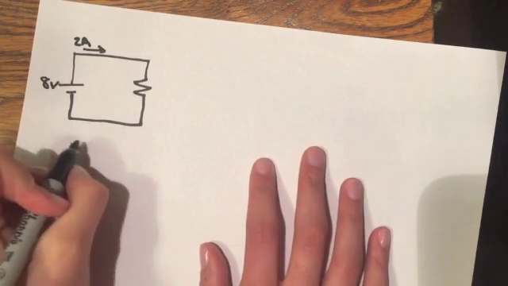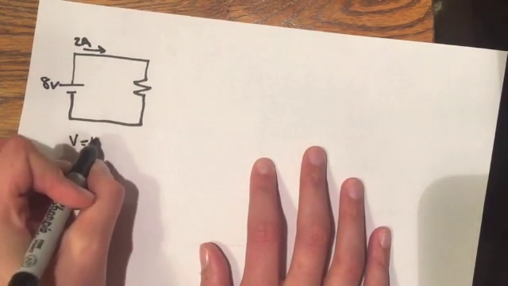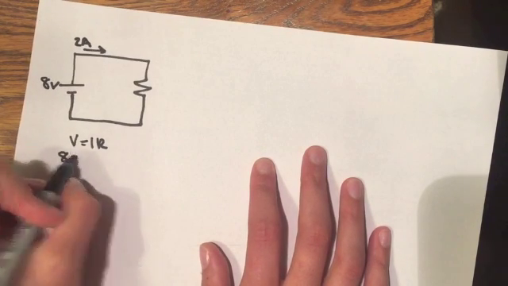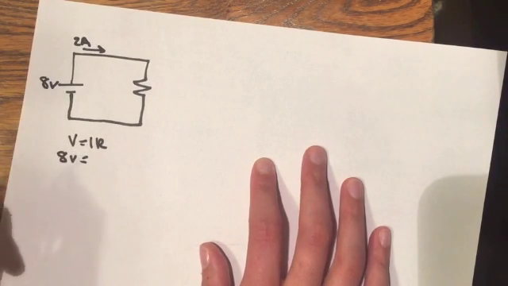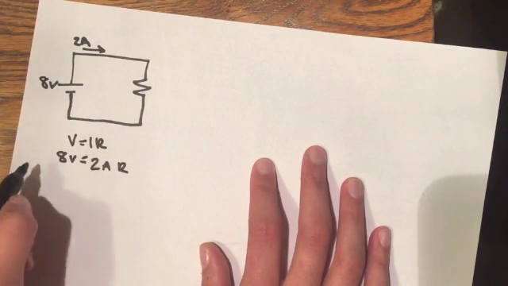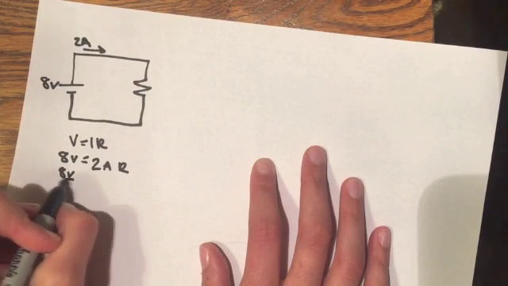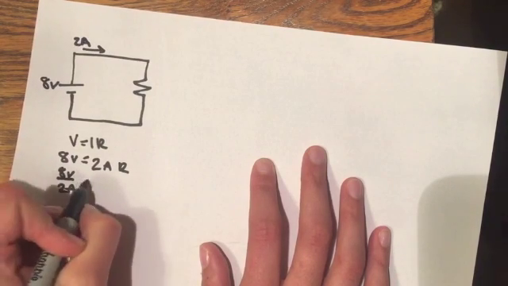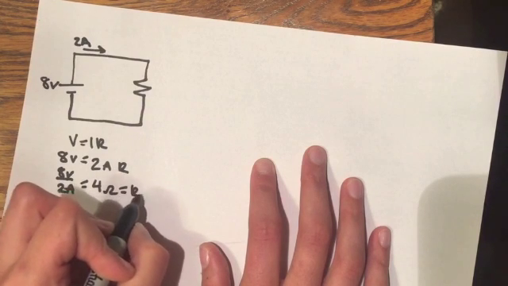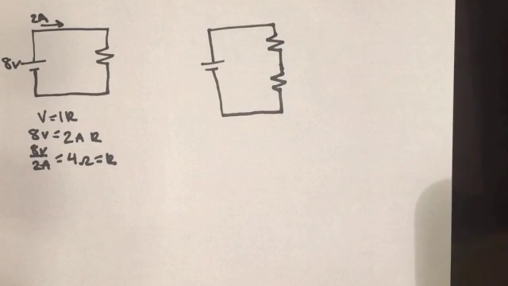We use the equation V equals IR with the known voltage of 8 volts and the known current of 2 amps to find out that 8 volts over 2 amps equals 4 ohms, which is the resistance. What would happen to the current if we added a 2 ohm resistor into the circuit in series?